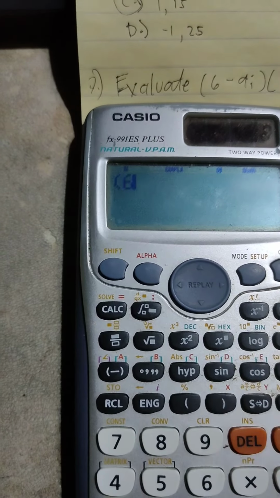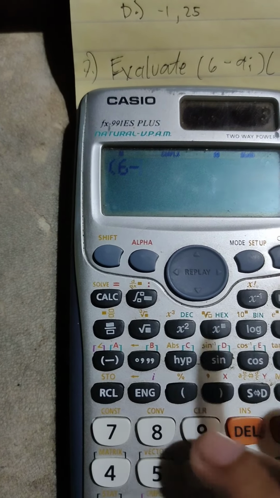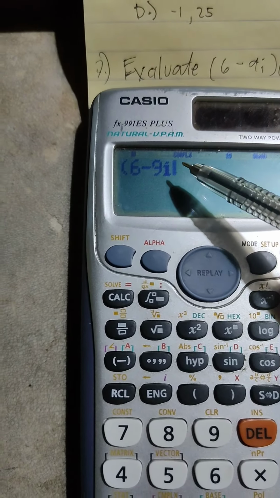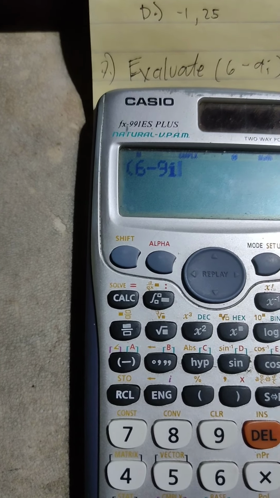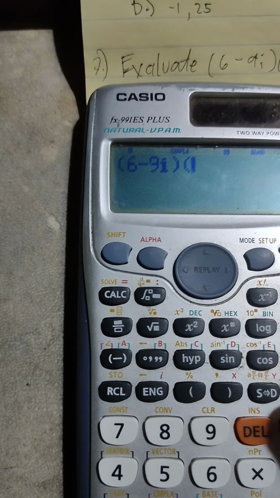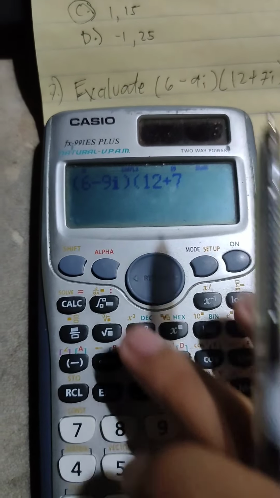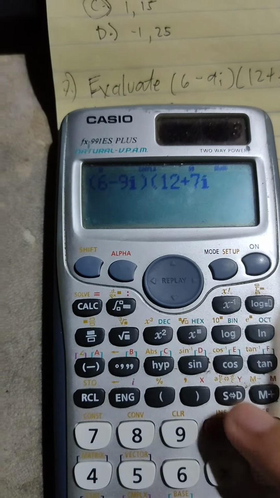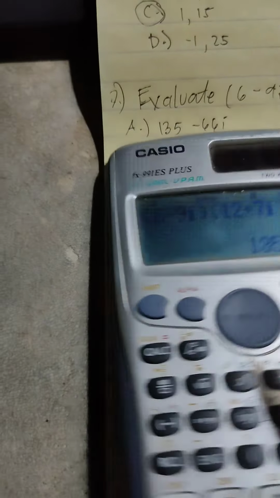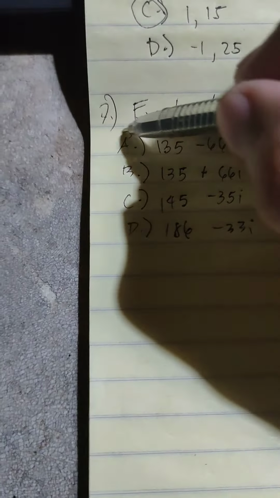So 6 minus 9 Shift ENG. So as you can see, the i will be written here if the mode is in complex. Then 12 plus 7 Shift ENG for the i, equals 135 minus 66i. So 135 minus 66i, which is letter A.